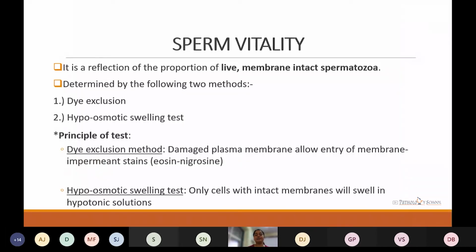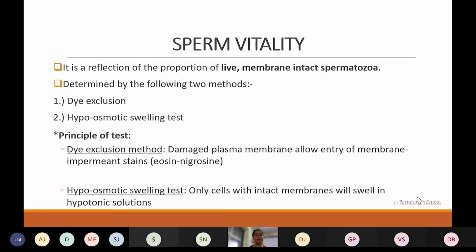Now let's start with sperm vitality. What does sperm vitality usually mean? It basically calculates the proportion of live sperms, those sperms which have an intact cell membrane. It can be determined by two methods. Number one is the dye exclusion method, and number two is the hypoosmotic swelling test.